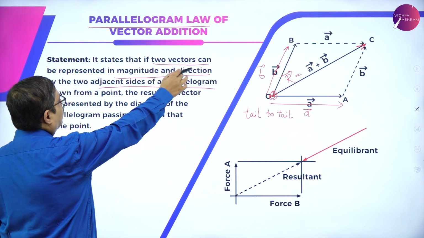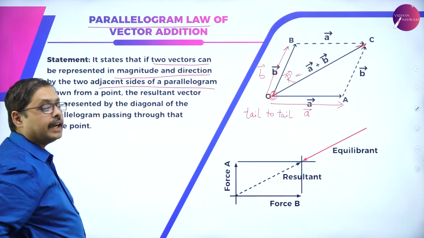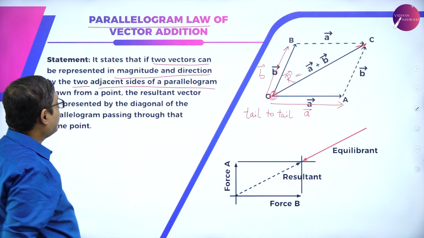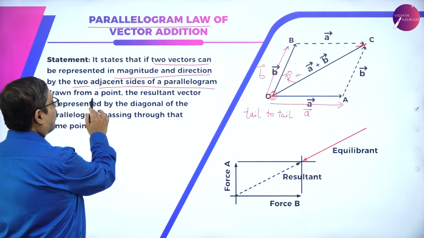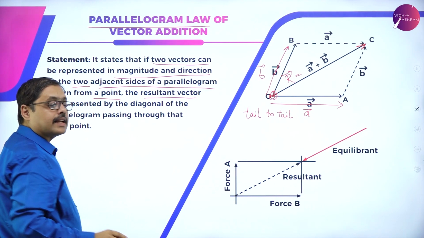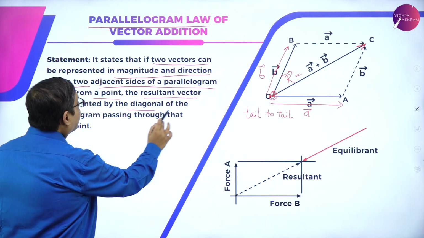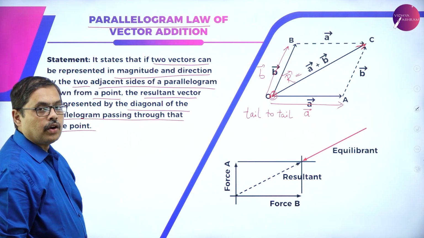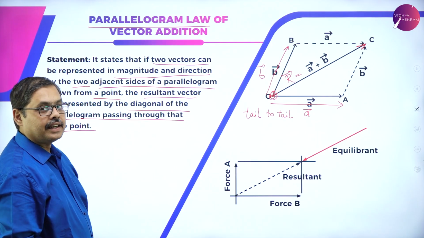It states that if two vectors can be represented in magnitude and direction by two adjacent sides of the parallelogram drawn from a single point, the resultant vector is represented by the diagonal of the parallelogram passing through that same point. So that will be the resultant.